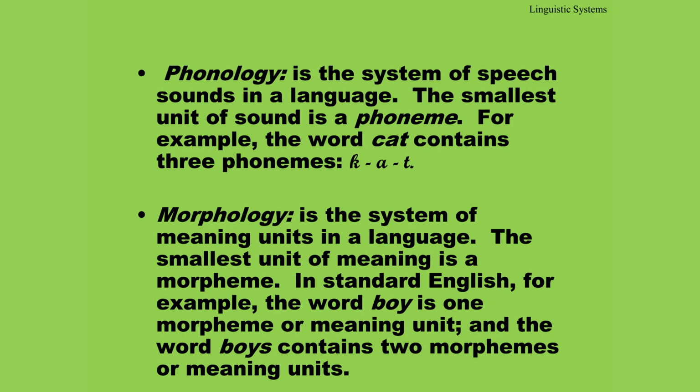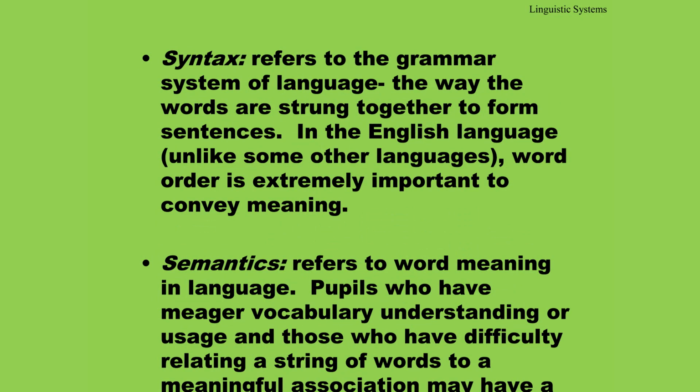So, again, phonology is a system. It's the smallest unit of sound. A phoneme is cat, cat, right? And then morphology, it's how it changes. One boy to two boys. It has different morphemes in it. Syntax, right? Word order and how it goes on. Semantics, the word meaning, right? And so you talk about kids learning it, and if they have difficulty understanding the word meanings, they have a harder time relating a string of words to make sense, right?